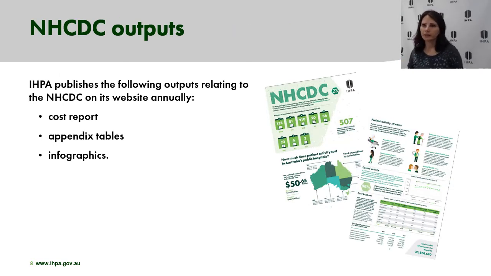The NHCDC outputs. After each collection, or annually, IHPA publish cost reports, the NHCDC report, on its website, and also publish the appendix tables, which are detailed tables summarizing the changes in the data over the 3 years for all streams, that is acute, subacute, emergency departments, and all the other streams as well. And also we publish an infographic, which is an easy overview of the cost data in a more fun, pictorial way.